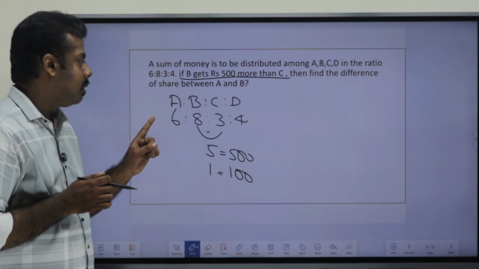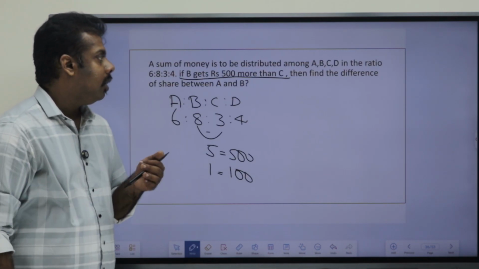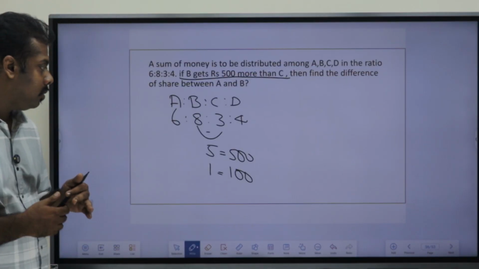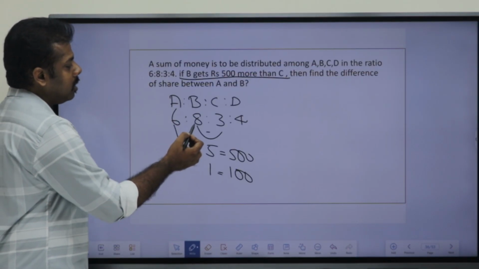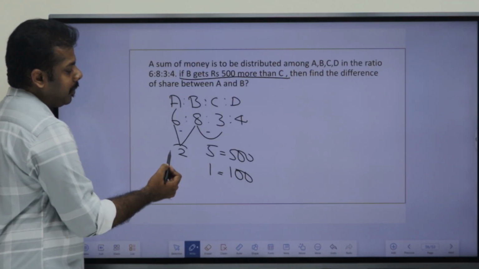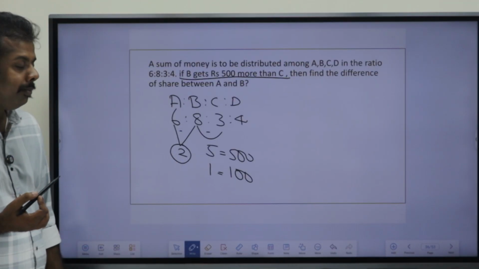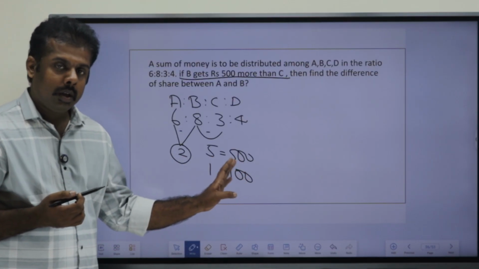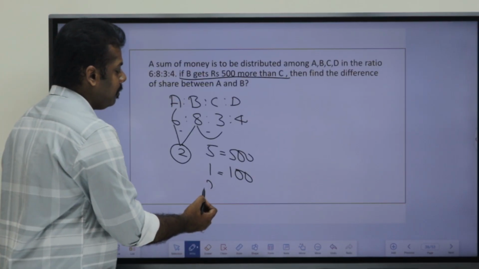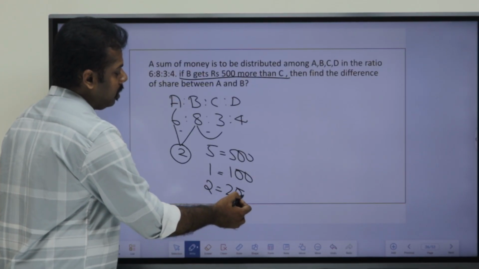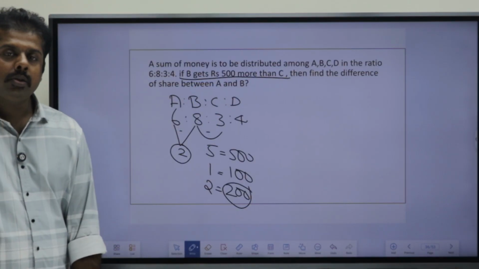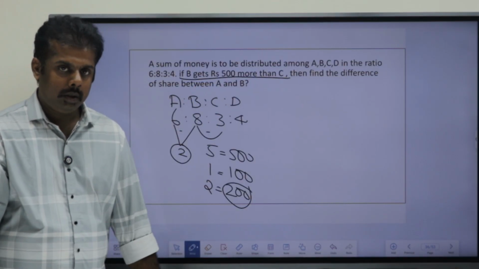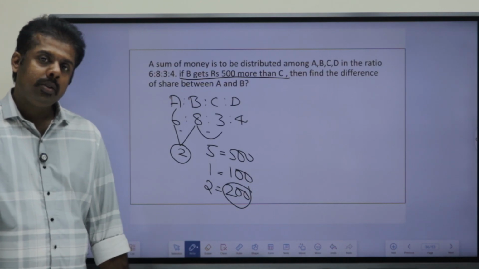Now, what is the final question they have asked? They have asked the difference of share between A and B. A's share is 6, B's share is 8, so the difference is 2. So we need to find the value of 2 ratio. We already know 1 ratio is 100, so 2 ratio has to be 200. So directly we have got that the difference of share between A and B is 200. I hope you got the solution.